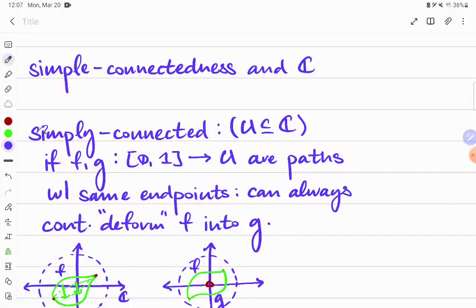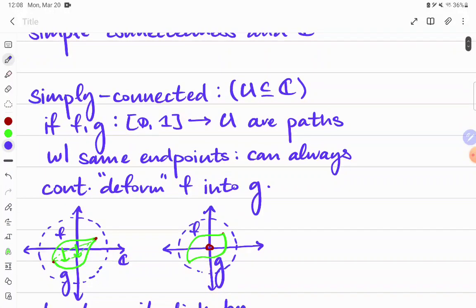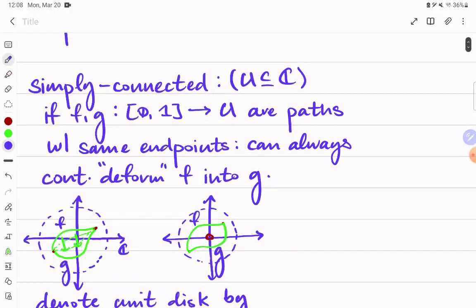So to get started, let's look at this topological property, which is simple connectedness of regions. We say that an open subset of the complex plane is simply connected if we can intuitively always deform paths in the space. So for example, let f and g be two paths, that is, continuous mappings of the unit interval, in U. We also want them to have the same endpoints to really consider deforming one into the other. Now, let's contrast these two regions below.